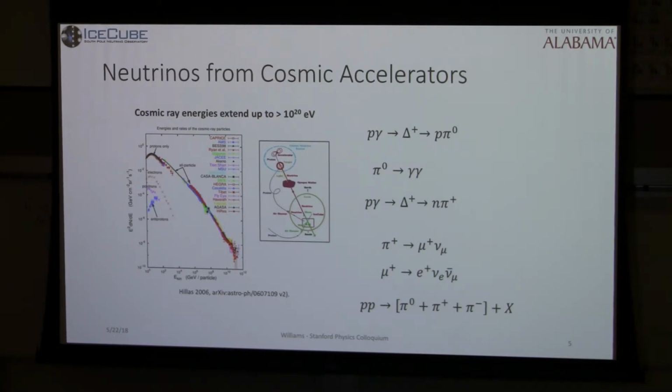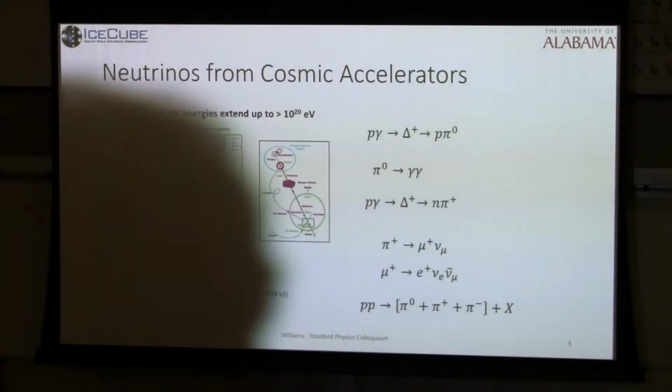So the question is, what is accelerating these particles? And it is believed that they're accelerated in astronomical objects, objects which have very strong magnetic fields, objects which have strong shock waves, things like active galactic nuclei, the jets of active galactic nuclei, gamma ray bursts, supernova remnants, objects like that.